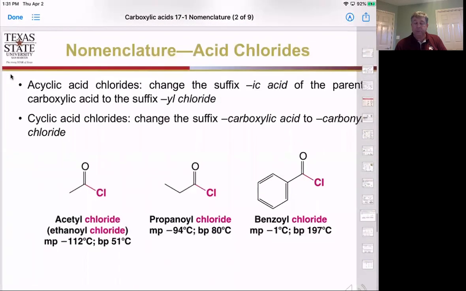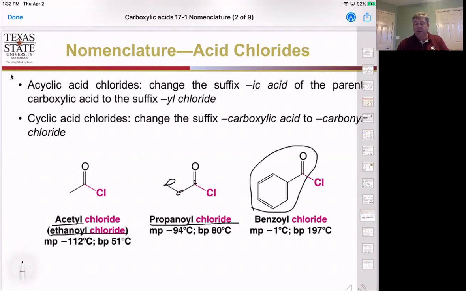Okay, so when we have acyclic acid chlorides, all we have to do is take the ic acid off the end and add yl chloride. So this was acetic acid, so we turned acetic acid into acetyl chloride, or ethanoyl chloride right here. So 1, 2, 3 carbons is propionic acid, so it's propanoyl chloride. And if we have benzoic acid, we have benzoyl chloride. And so we can identify that these are the different acid chlorides associated based on their common names.